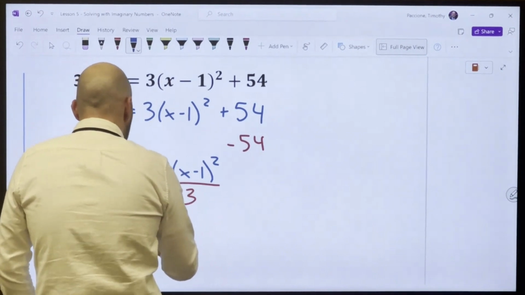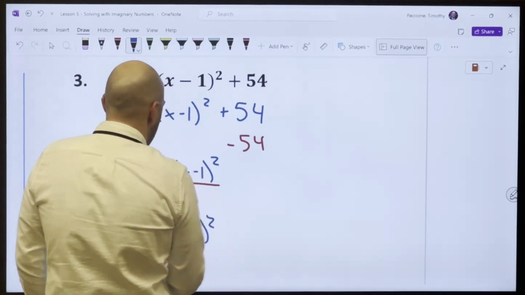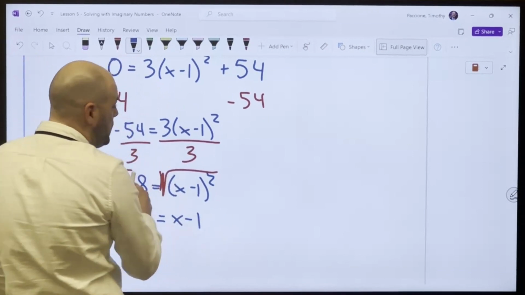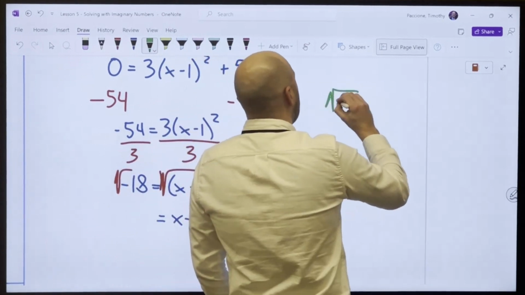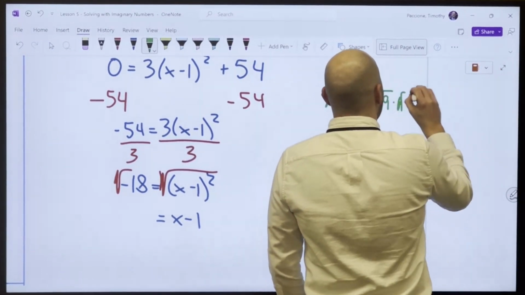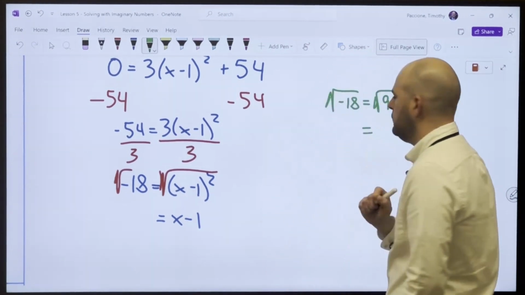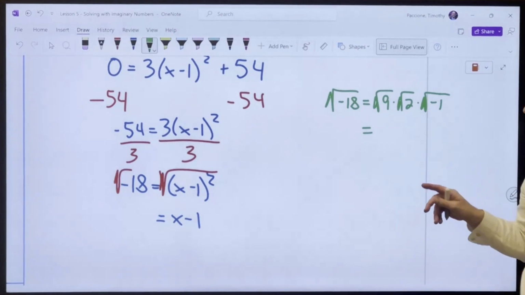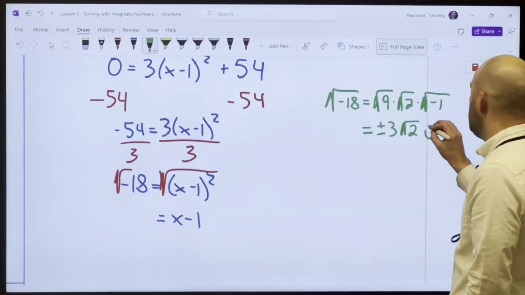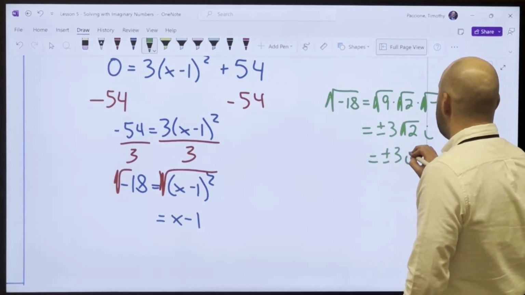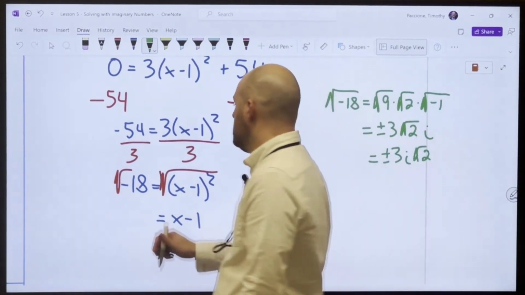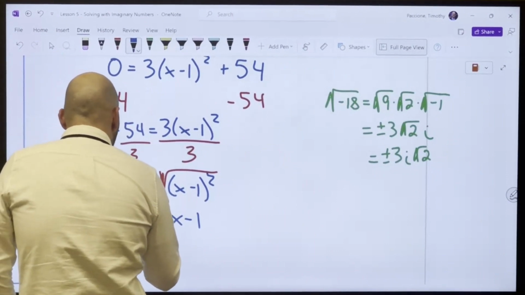So that's negative 18 equals x minus 1 squared, square root, and I get x minus 1. And then to find out square root of negative 18, I am going to take this over to the side. Square root of negative 18. What would I do with that? So that's the square root of 9 times the square root of 2 times the square root of negative 1. Right? Just pull it apart. You can do that in steps or all at once. Square root of 9 I know is plus or minus 3. Square root of 2 I can't do anything with. And square root of negative 1 is i. So this is plus or minus 3i square root of 2. Right? So that goes where the square root of negative 18 was. Plus or minus 3i square root of 2.